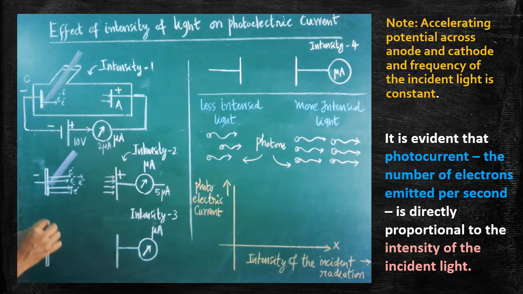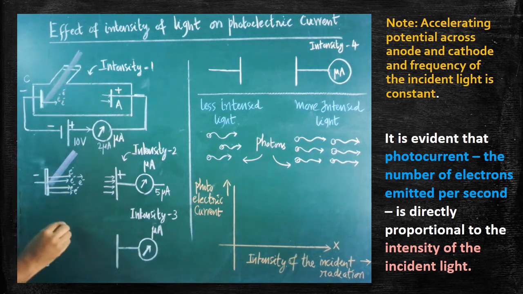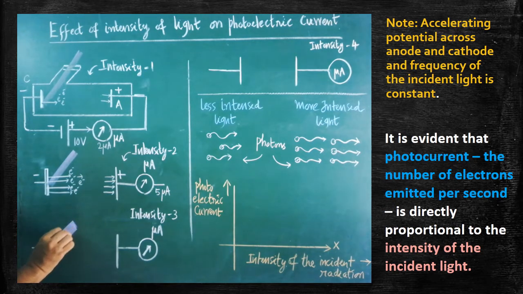Again, I am not going to change the accelerating potential and the frequency of the incident light. Now I am going to change the intensity of the incident light. Compared to this, the shade is still darker and the brightness of the shading is more. It shows that the intensity of the incident light is more. Are you clear? When intensity is increased, what will happen?